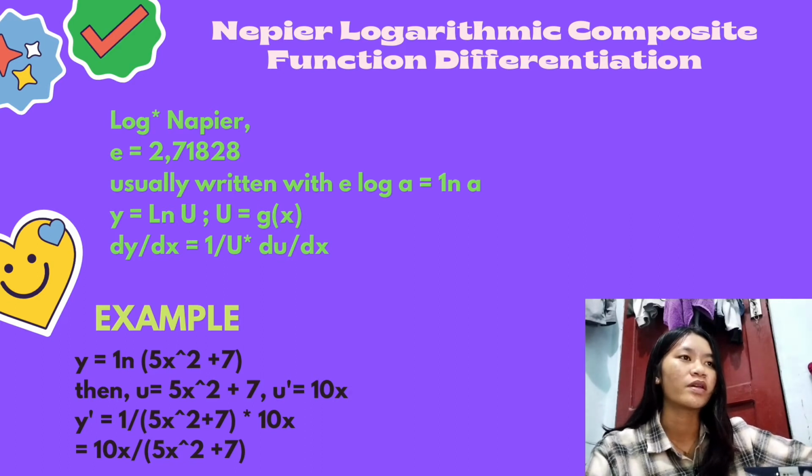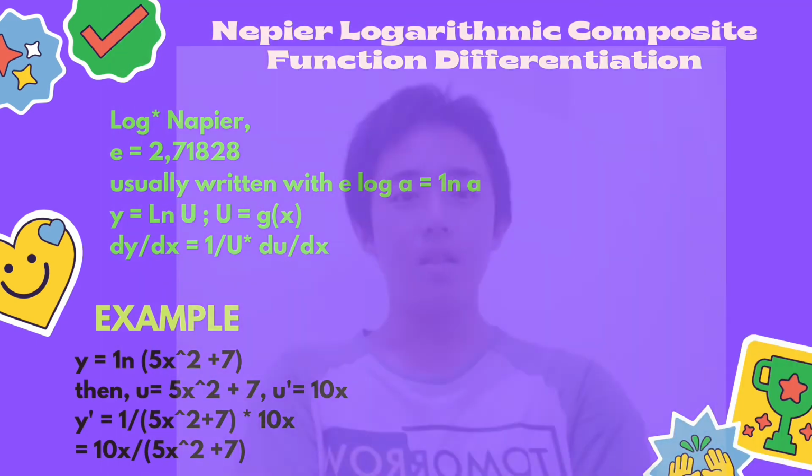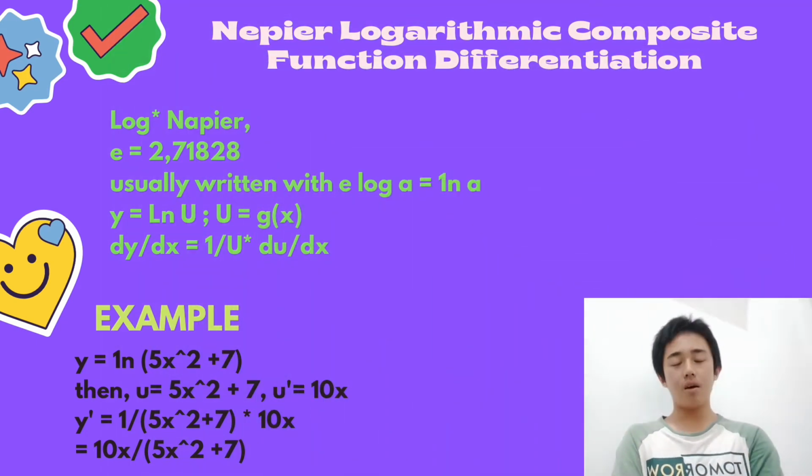Let u = g(x). Then dy/dx = 1/u times du/dx. Natural logarithmic composite function differentiation.